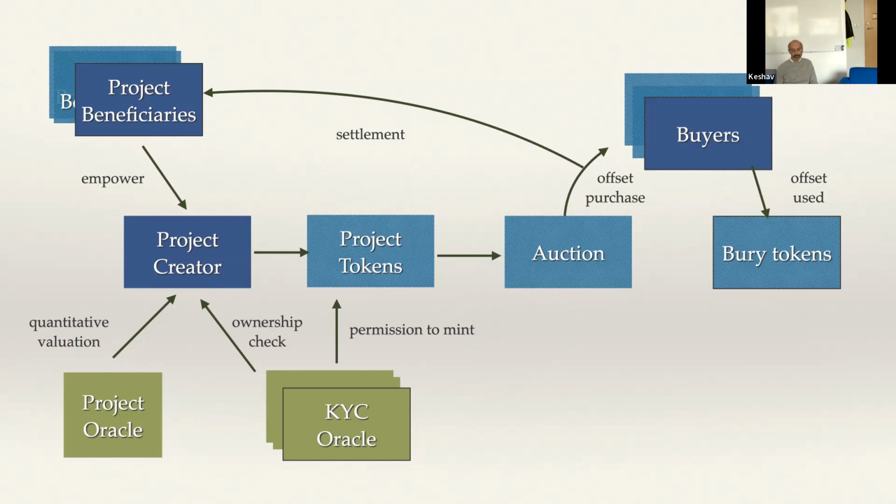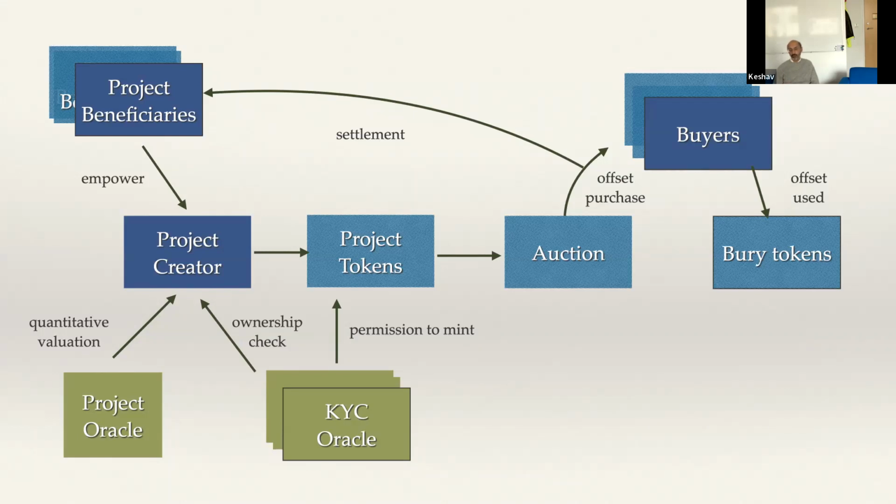The project creator is certified using 2 oracles. One is the KYC oracle, know your customer oracle, who says, yes, you are in fact the owner. And then the project oracle does a quantitative valuation of the project to see how many credits that project has created. This happens annually. So the project oracle operates on an annual basis. It could be faster or slower, but roughly speaking around that time. And this creates project tokens, which are then put onto the blockchain.